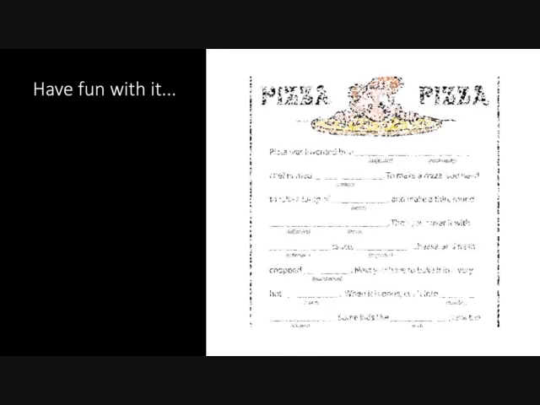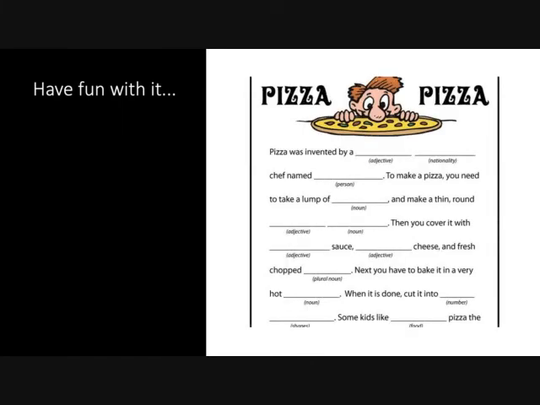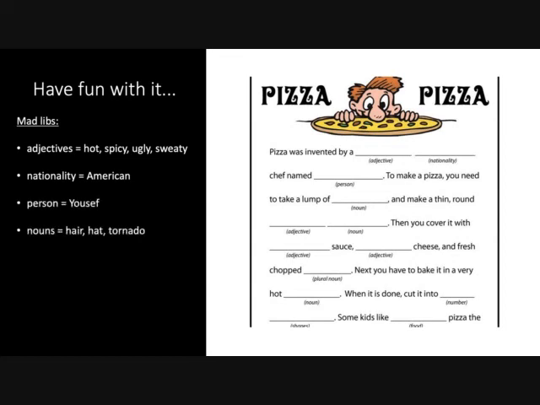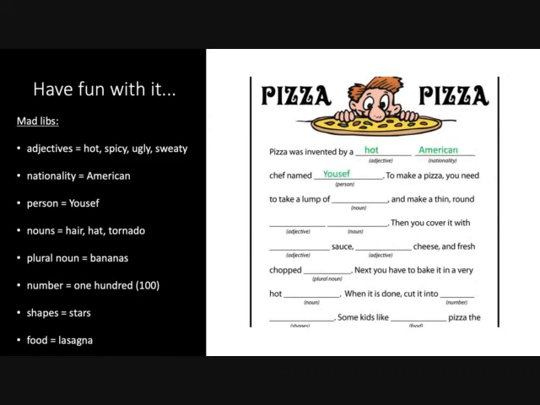Now you can have a lot of fun with this. If any of you have ever worked with something called Mad Libs, they encourage kids to have fun and learn how to write and read at the same time with sort of silly adjectives. So typically what they'll do is they'll say, think about 4 adjectives, think about a nationality, think about the name of a person, 3 different nouns, some plural nouns, and a number, and they'll get you to fill in the blanks. So it becomes pretty silly. For example, pizza was invented by a hot American named Yusuf. To make a pizza, you need to take a lump of hair and make a thin, round, spicy hat, etc. You see how this goes. It's a lot of fun.